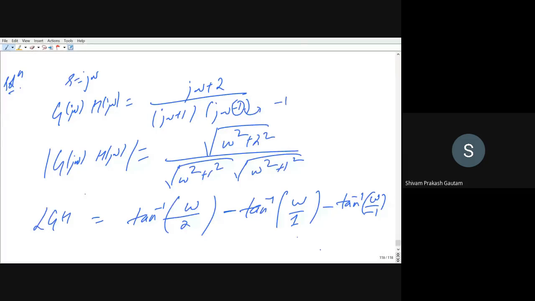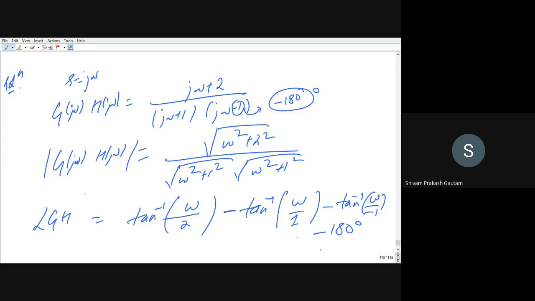Now we have seen that if there is a negative real part in the denominator, we added minus 180 degree to the phase. Do you remember this point? We have discussed this. Yes, sir. Okay. So I will add minus 180 degree to the phase. If there are two negative real parts, then we will add minus 180 twice.